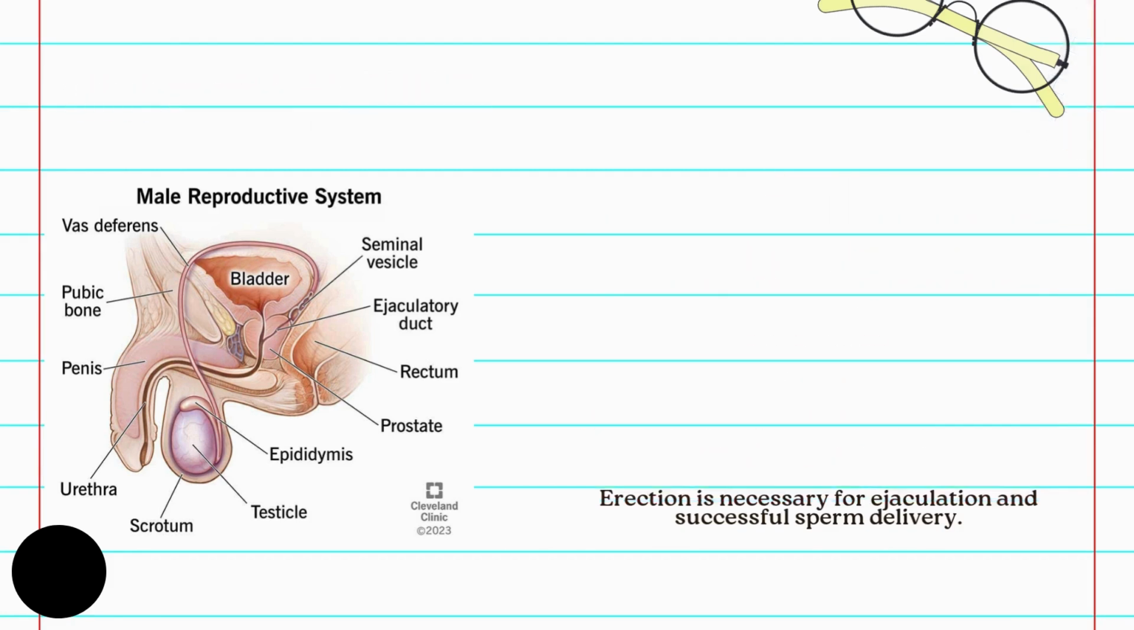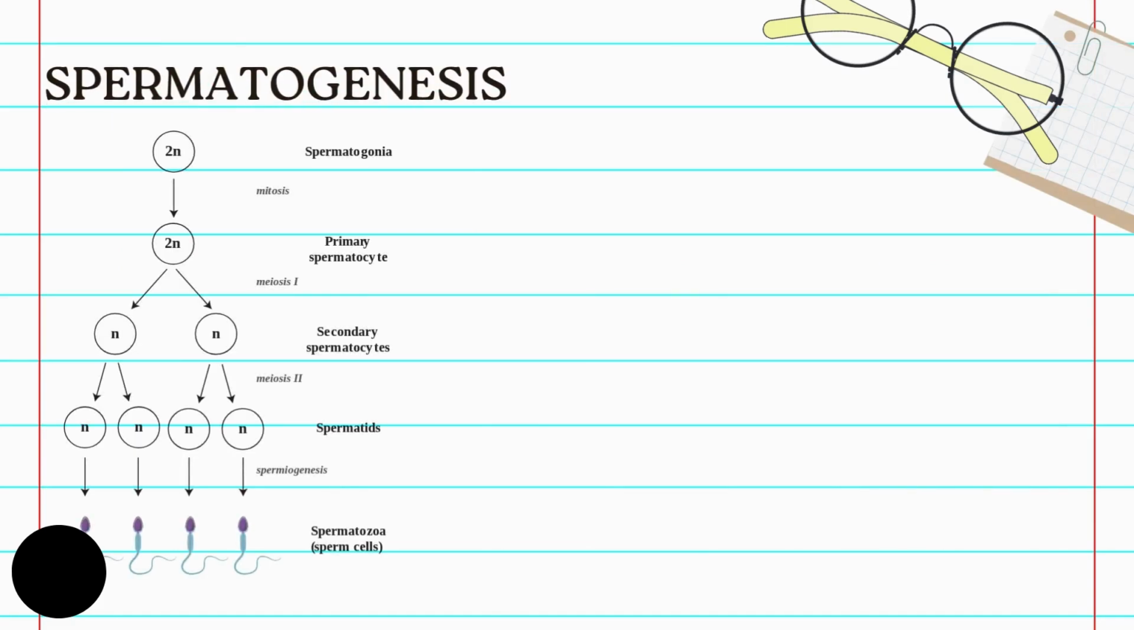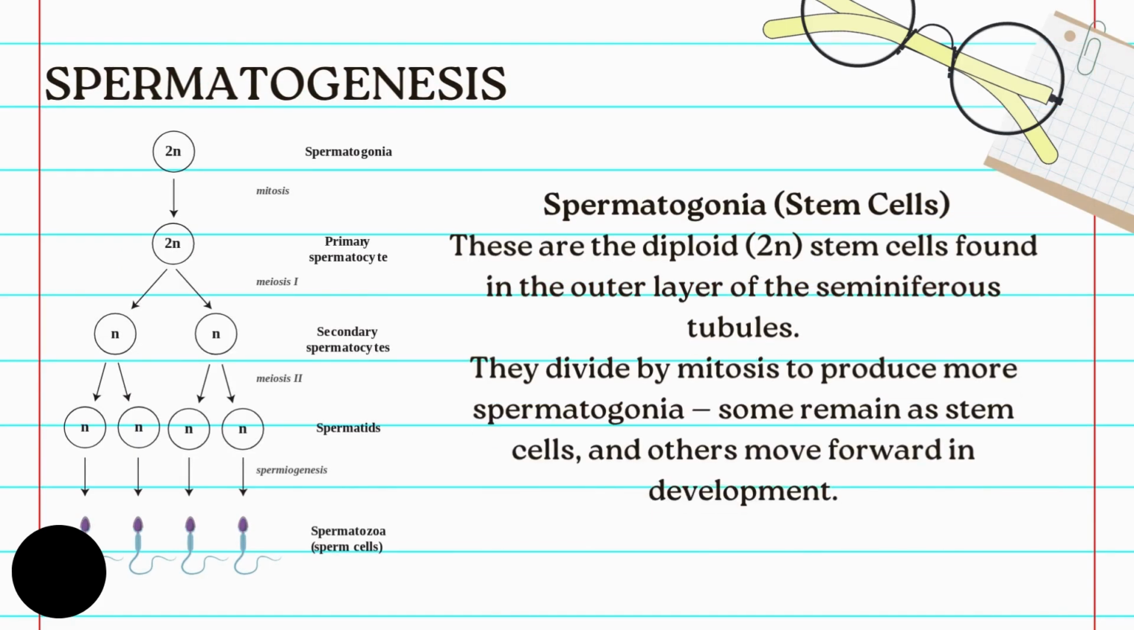So now we are going to look at spermatogenesis. Spermatogenesis is the production or development of sperm. So how it happens is you have these stem cells in the testicles. We're in the testicles now. Deep into the testicles, we have stem cells that are known as spermatogonia.